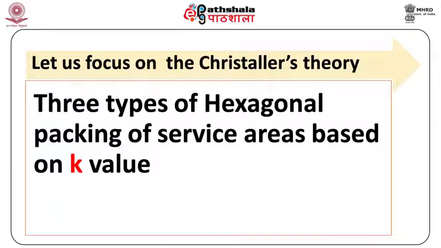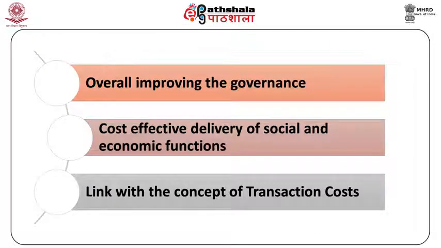The triangular hexagonal packing of service areas is decided by what Christaller calls the K value. Roughly, there are three types of hexagonal packing, or three principles to decide the hexagonal packing. The first principle is called the marketing principle, the second is the transportation principle, and the third is the administrative principle. The marketing principle is where the K value is 3, the transportation principle is where the K value is 4, and the administrative principle is where the K value is 6.